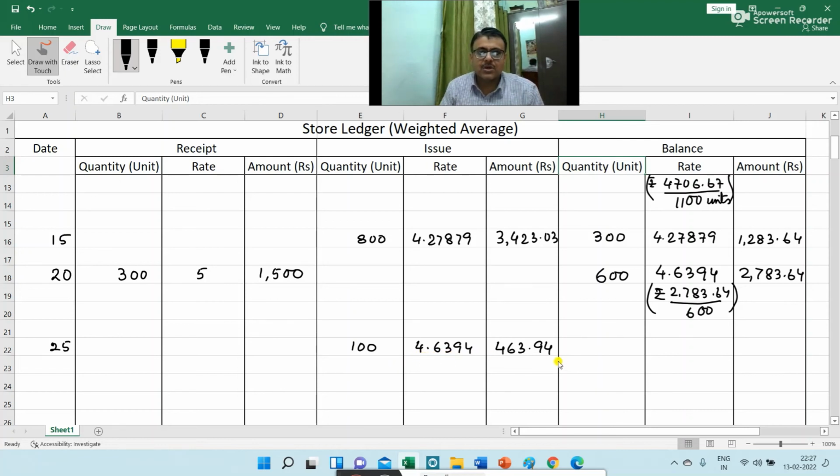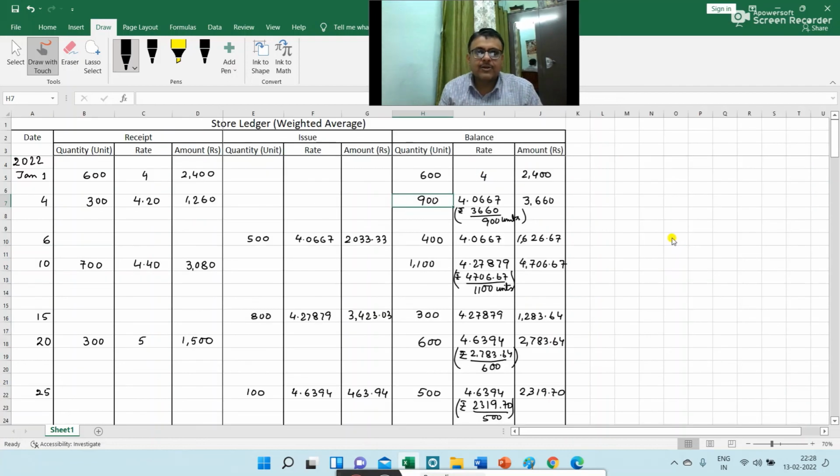So what is the closing stock on January 25? 600 minus 100 is 500 and the value of this closing stock is 2,783.64 minus 463.94. So this will be 2,319.70. So you can simply find out the rate by dividing rupees 2,319.70 by 500. So the rate is 4.6394. Try to present the solution in one sheet so you can see it, and if you are viewing this solution on a computer then you can see it clearly.